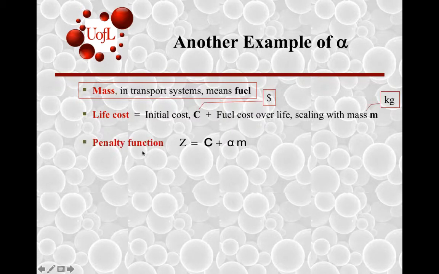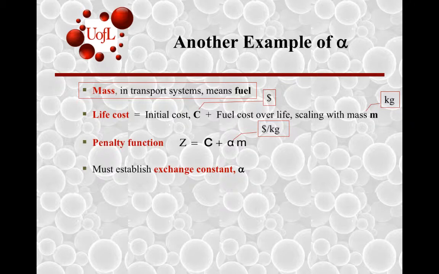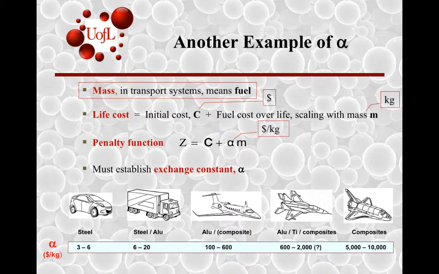So the penalty function z, which is a function of the cost and the mass, along with this exchange constant of dollar per kilogram, allows us to estimate what is the lowest z. So what is the value of alpha? It turns out in practice that for steel, the alpha is in the range of 3 to 6 depending upon the alloy conditions. Also, for certain higher alloy steels or for aluminum, the exchange constant can be higher.